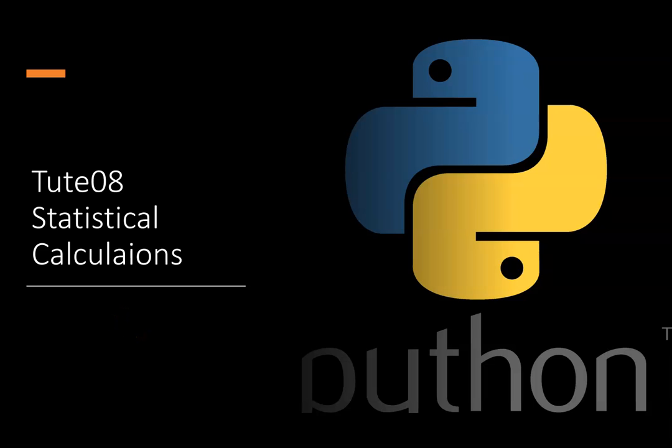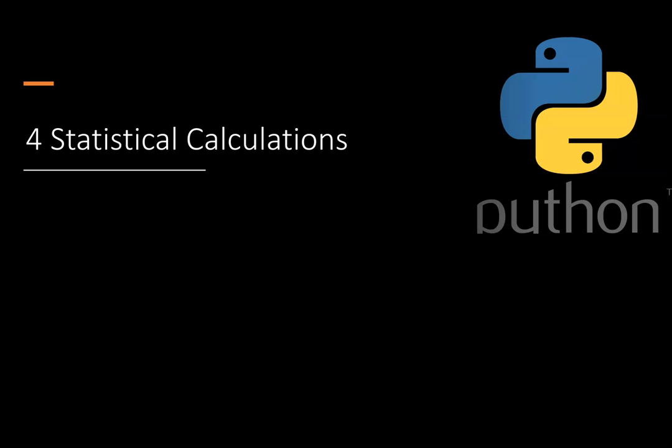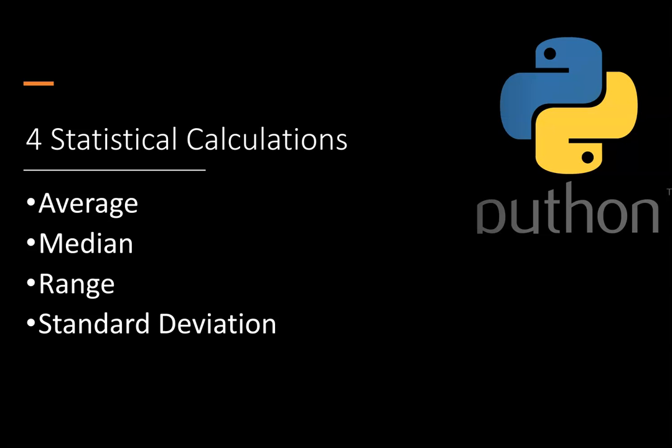So this is tutorial 8 for Python. There's statistical calculations, and in this tutorial we're going to do 4 different statistical calculations. The first one being average, then we're going to do median, then we're going to do range, and finally we're going to do standard deviation.